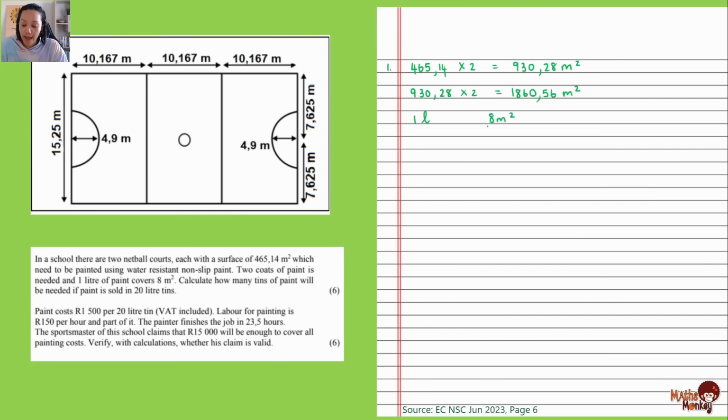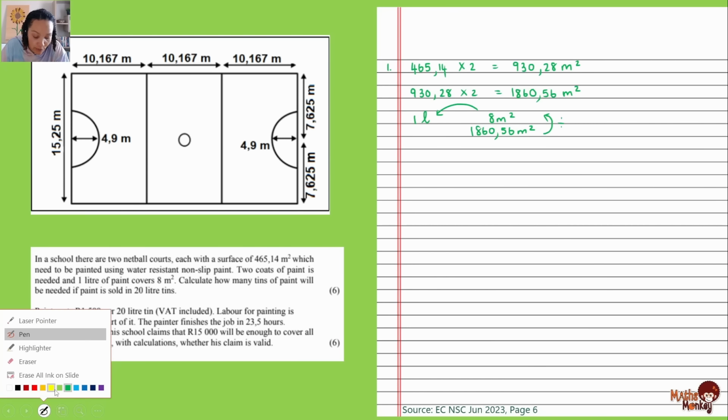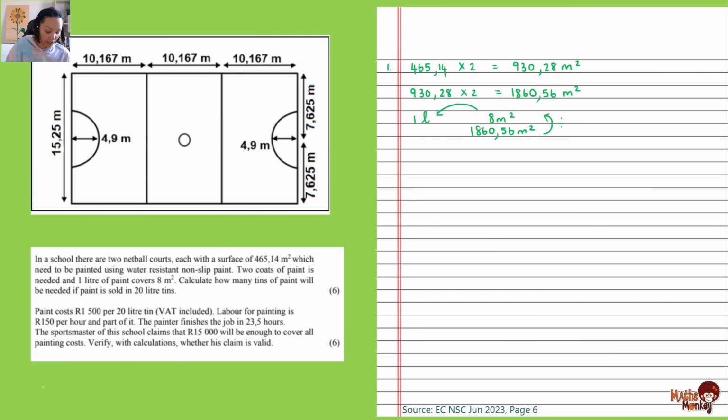So then we have 8 meters squared. So then I go 1860.56 meters squared. And now I go anti-clockwise, divide first, and then multiply. And then I will do like I did in the previous question, where I'll change the color. I say that divided by 8 multiplied by 1. And we end up with 232.57 liters, right? So that's how much liters we need.